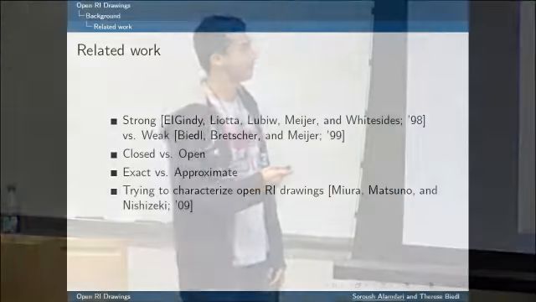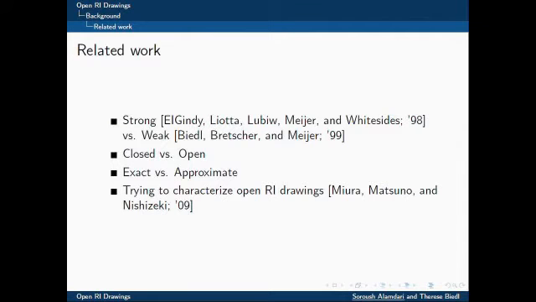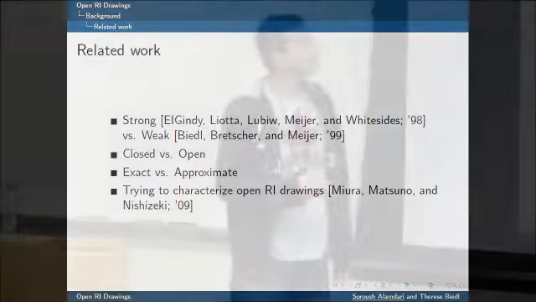Sorry, have you told us what weak means? Weak, okay. So I didn't tell you what strong is. Weak is what I just said, the way I introduced it. In a strong RI drawing, if an edge could exist, it should be there. So I will be talking about weak RI drawings in the talk. Thanks for asking.